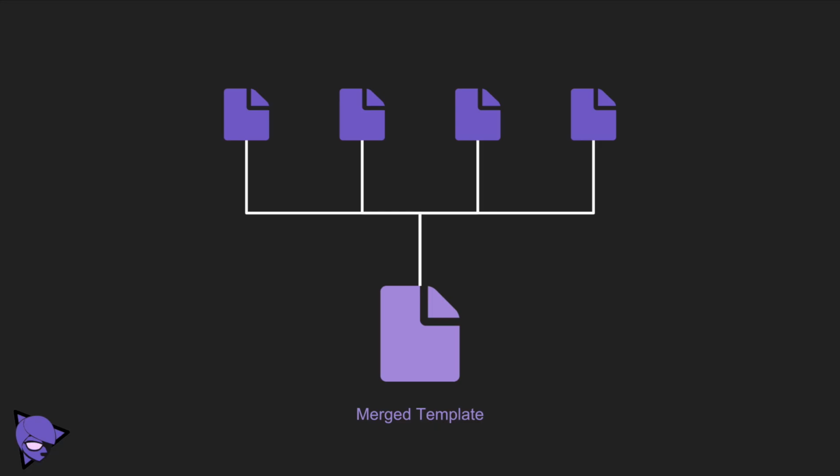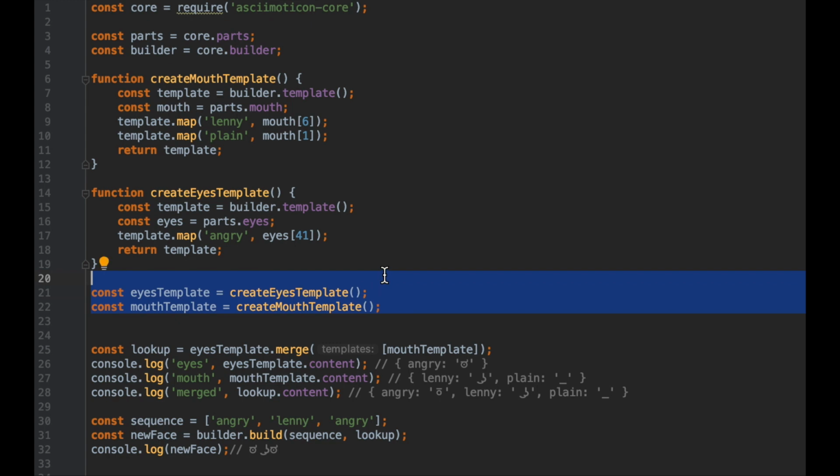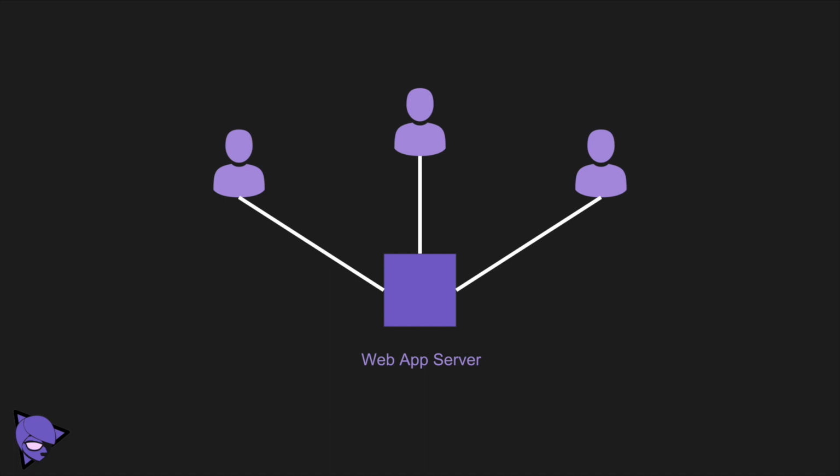The first and most exciting addition we will discuss is the new merge function for the templates. This function allows you to combine two or more templates into a single template. It is mainly used for template organization purposes. So for example, if you have a template that contains all the eyes and a template that contains all the mouths, you can combine them into a third template. The third template will then be used to build your ASCII emoticons. The merge function is very useful for web applications that need to organize user contributions.